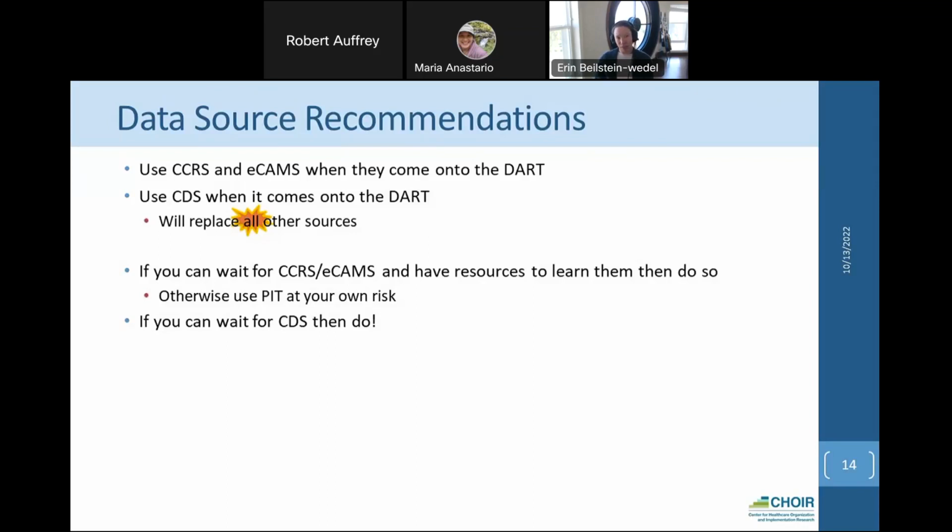But because they're still building it, you are going to have to think about how long that might be. I think right now it's been 4 months since we initiated the process to get CCRS and eCAMS on the Dart, and they're still in process. So CDS will be a while. And I will say that CCRS and eCAMS, and I'll talk about this towards the end of this talk, their structures are different from each other, and they're different from PIT. And obviously different from fee. So there's always a cost to using the data in terms of time.